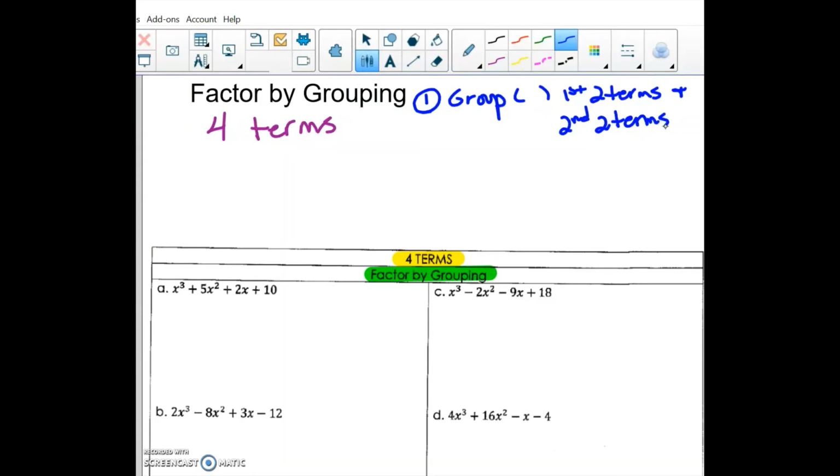So it looks like this. You're going to take x cubed and 5x squared, and you're going to put parentheses around them. And then you're going to put parentheses around 2x and 10. The second thing you're going to do is you're going to factor the GCFs of each parenthesis.